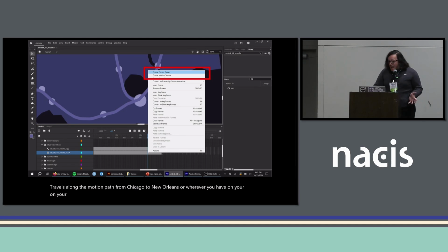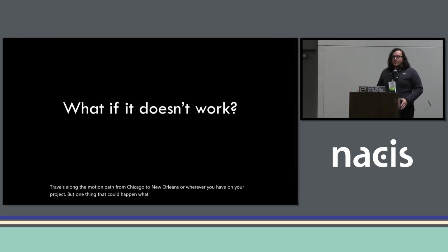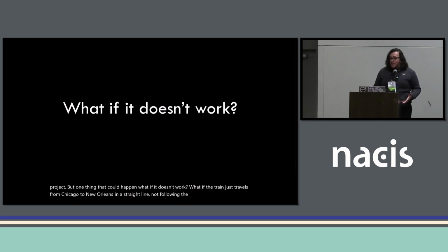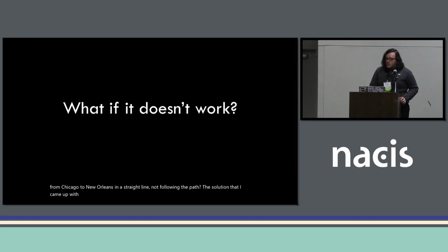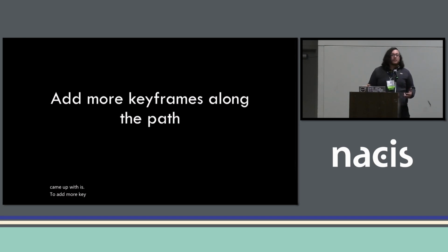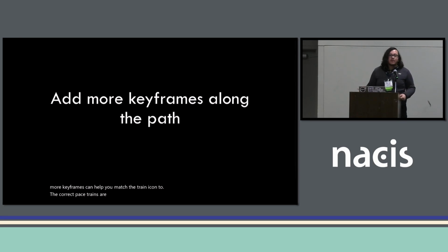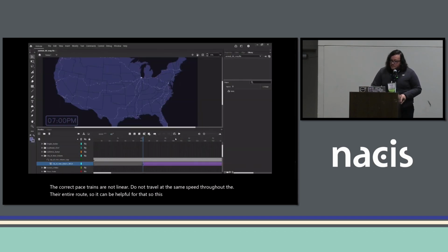But one thing that could happen: what if it doesn't work? What if the train just travels from Chicago to New Orleans in a straight line, not following the path? The solution that I came up with is to add more keyframes. And this is helpful for two reasons. Number one, it'll help you snap your train icon onto the path, and because this is following a schedule, adding more keyframes can help you match the train icon to the correct pace. Trains do not travel at the same speed throughout their entire route, so it can be helpful for that. So this is the animation so far, after I've done some adjustments.